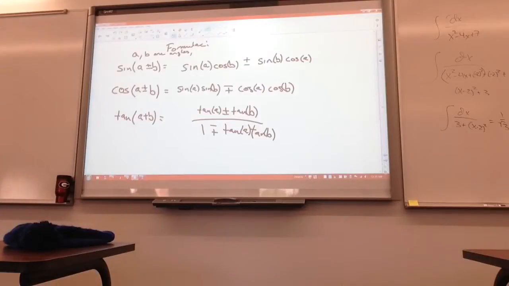So for example, if I asked you to do the cosine of pi over 3 plus pi over 4, this would be 60 plus 45, so a 105-degree angle, one that's not one we know. If I asked you to do this one, you could, because you would just apply this formula to it.